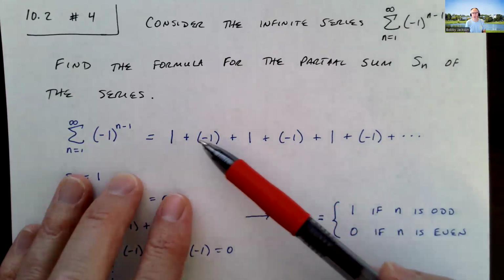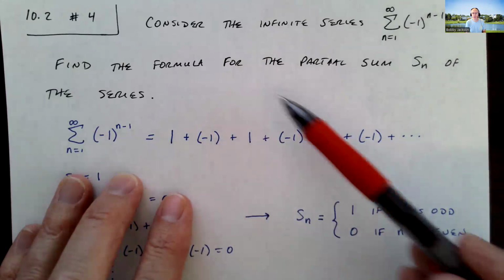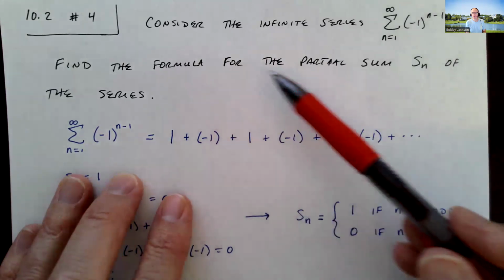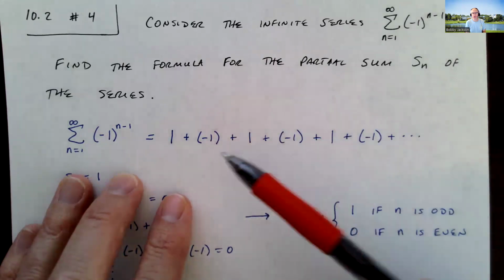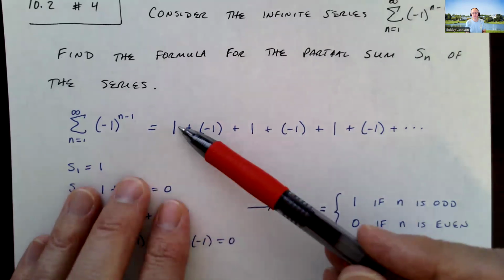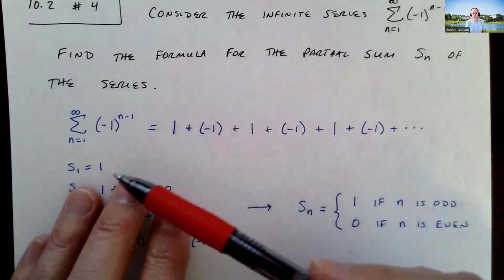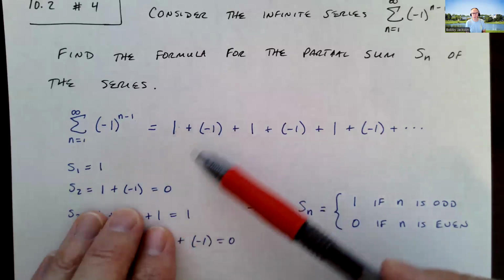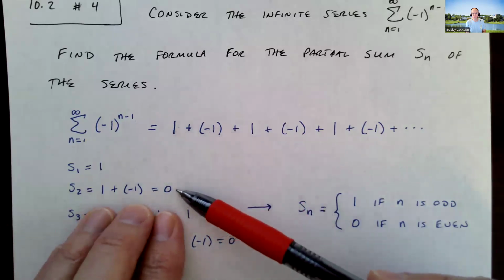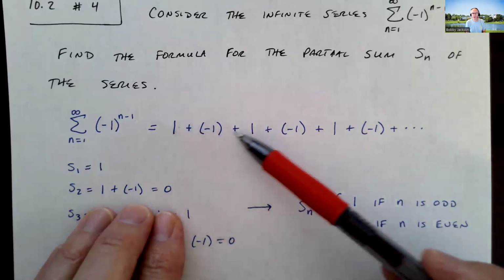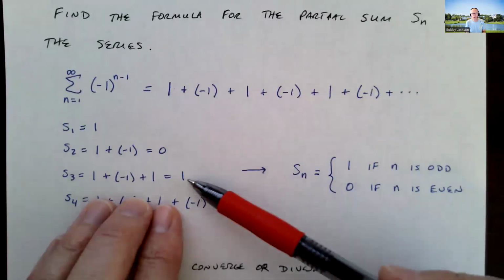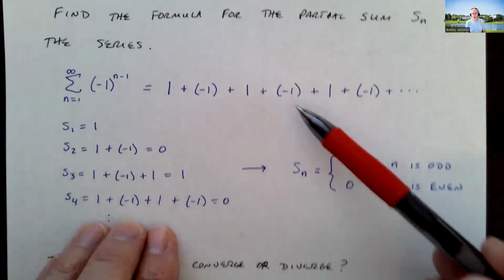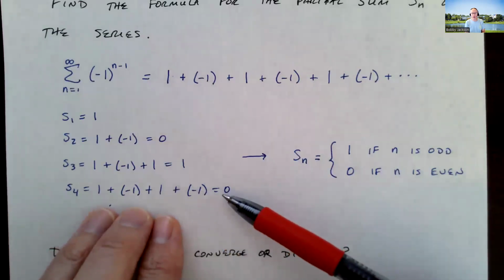These, again, we refer to as the a sub n, right? We're looking for the formula for the partial sum, s sub n. So remember how that works. S sub 1 is a sub 1. S sub 2 is a sub 1 plus a sub 2, so 1 plus -1, which is 0. S sub 3 would be the sum of the first 3, which is back to 1. S sub 4 would be the sum of the first 4, which is back to 0.